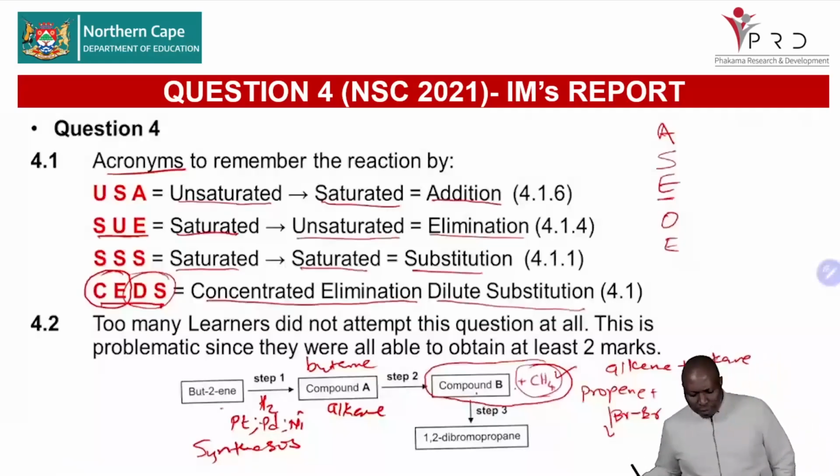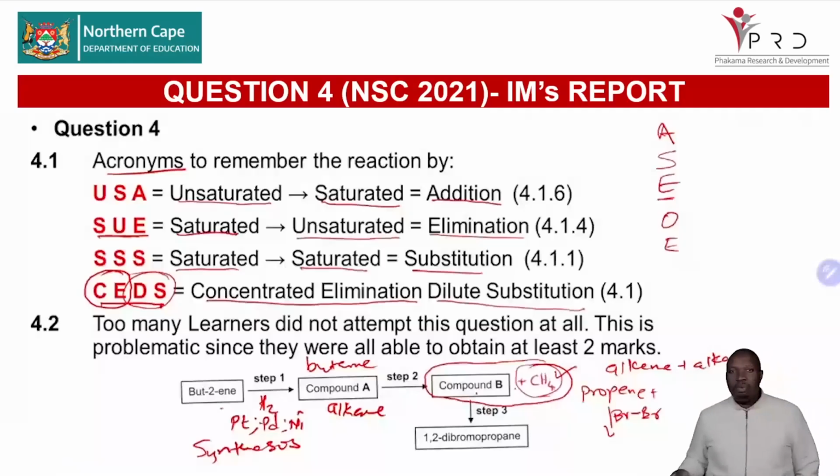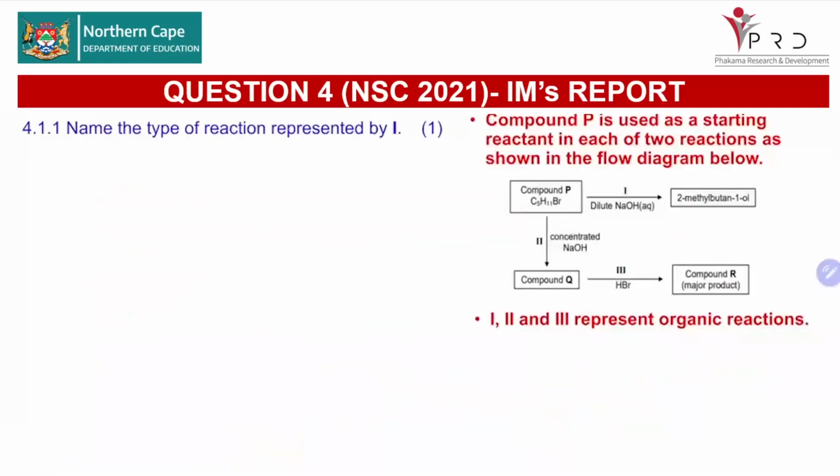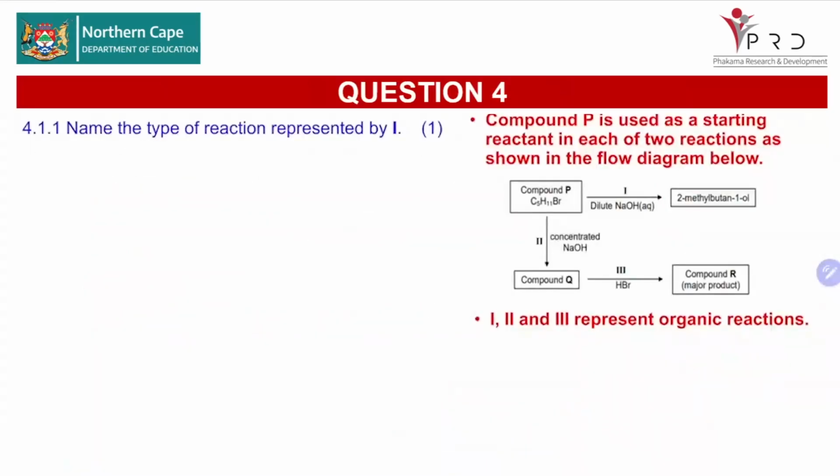Now, with no wasting of time, we're able to move on. Let's look at Activity 4. It's saying compound P is used as a starting reactant in each of the two reactions as shown in the flow diagram below. We're having compound P there, and this is used as a starting reactant in each of the two reactions as shown in the flow diagram below.